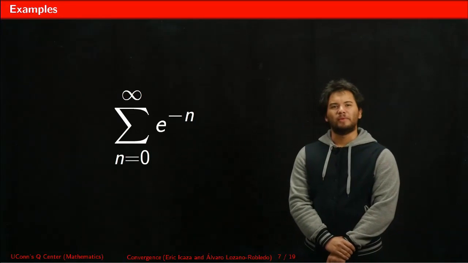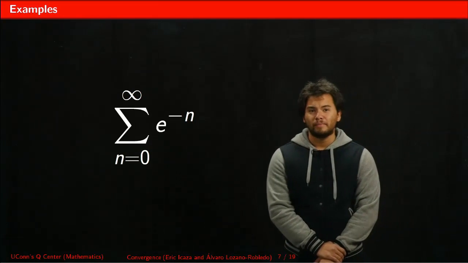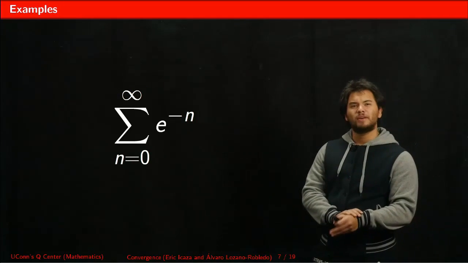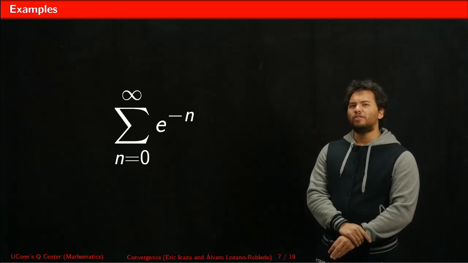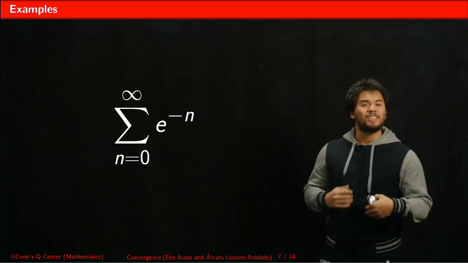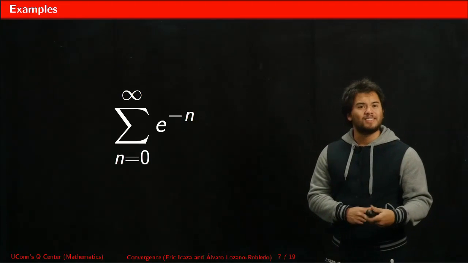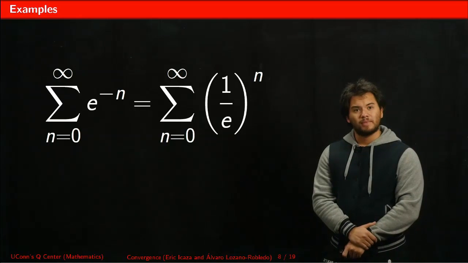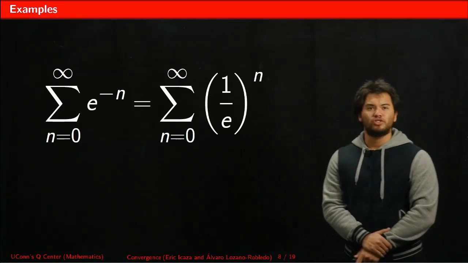Let's look at this example. We have the sum from n equals 0 to infinity of e to the negative n. When I look at this, what I see is something that's geometric because we have something raised to the nth power. But right now we have e raised to the negative n. So we have to rewrite it so that we have something raised to the nth power. Well, we can use the law of exponents to rewrite this instead as 1 over e raised to the n. Now we can use the geometric series test to determine whether this converges or diverges.